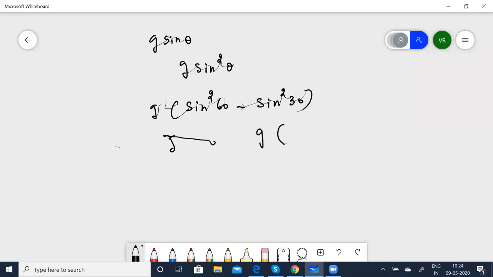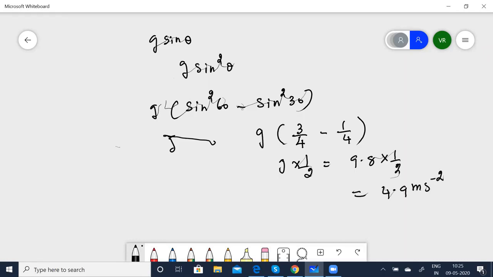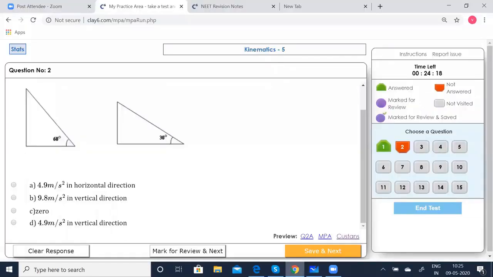so g into sin squared 60. Sin 60 is root 3 by 2, so it becomes 3 by 4, minus sin squared 30, which is 1 by 4. That is 3 by 4 minus 1 by 4, which is equal to 2 by 4, which is equal to half. So g into half, where g is 9.8, is equal to 4.9 meters per second squared. So let's see which option is correct. 4.9 meters per second squared, so option D is correct. That is going to be in the vertical direction.